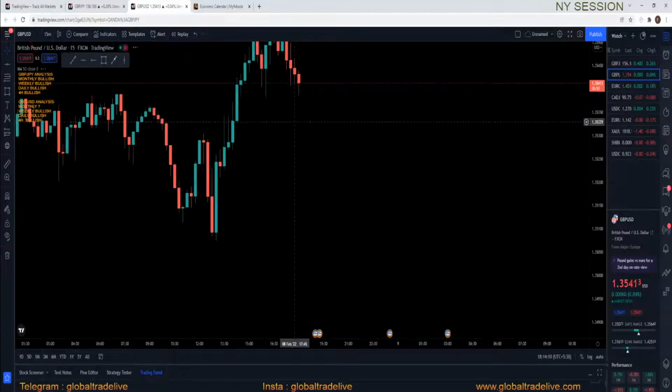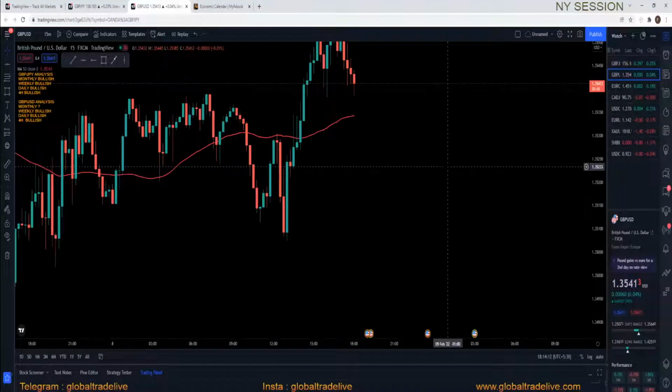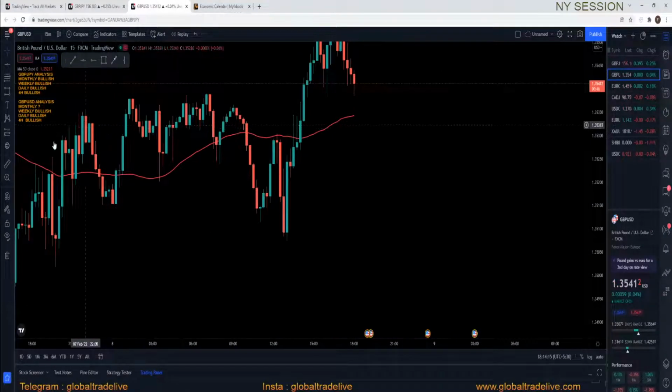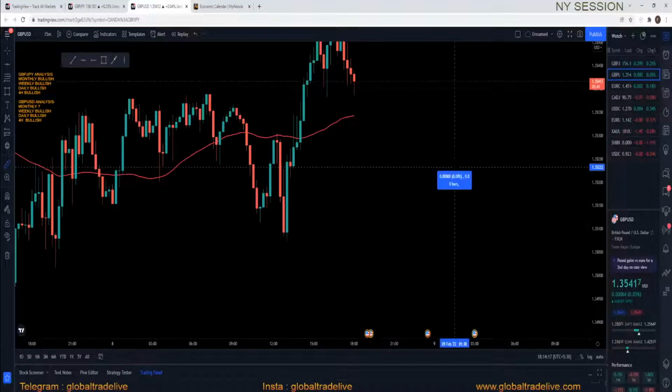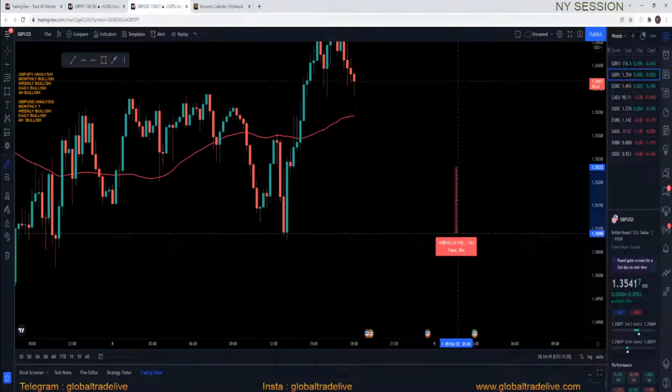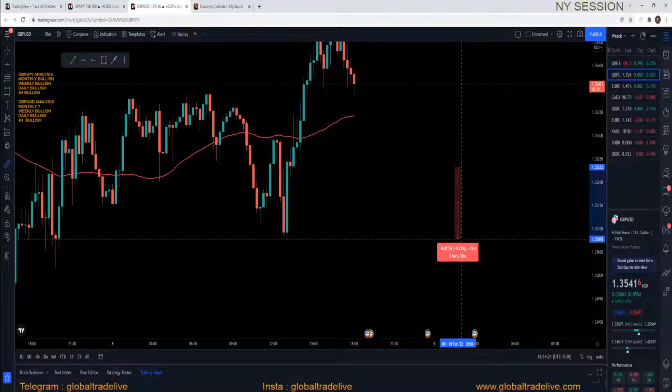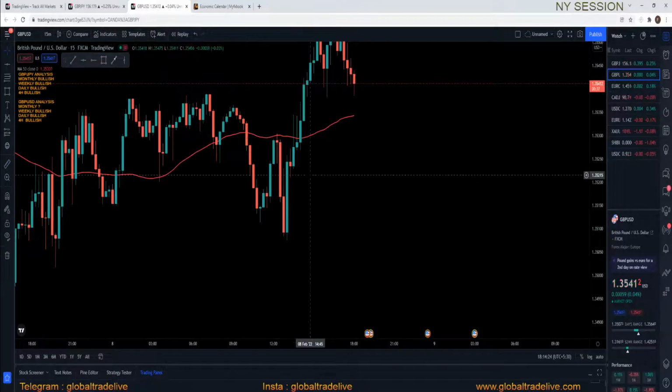So let's just go to the 15 minutes. I think better sells will be below this area. The range is 14 pips, 15 pips. Yeah, we can consider this range a tradable range, so no issues.